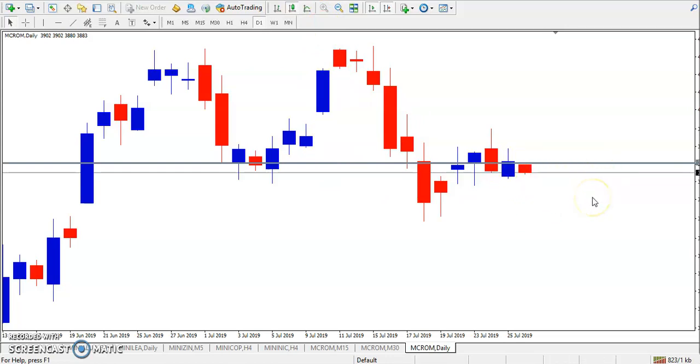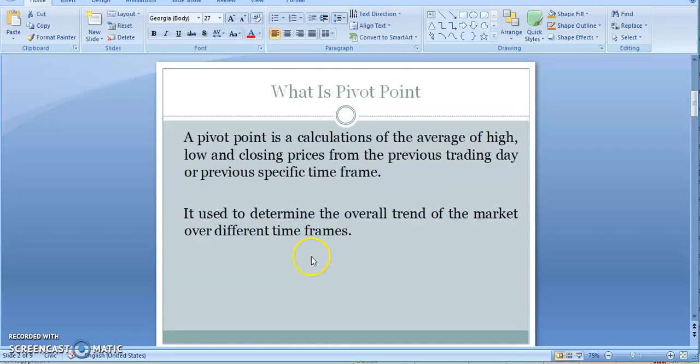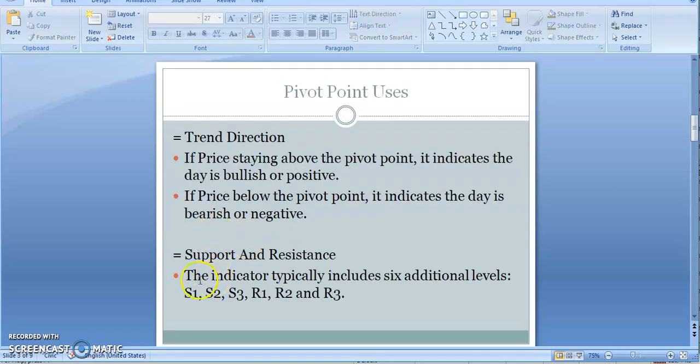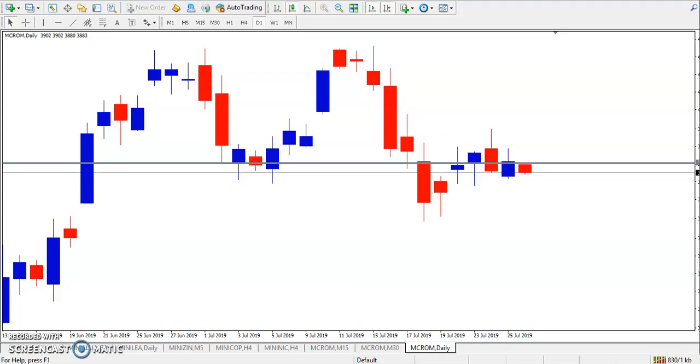That means according to this market criteria, the price is running below the pivot point, right? That means the trend is weak, or sorry, it is running in a downtrend, right? Market is negative, according to our first criteria. If price is below the pivot point, it indicates the day is bearish or negative. So right now you can see this is a crude oil daily chart. The price is running below this pivot point. Have you seen? This is the pivot point exactly, right?